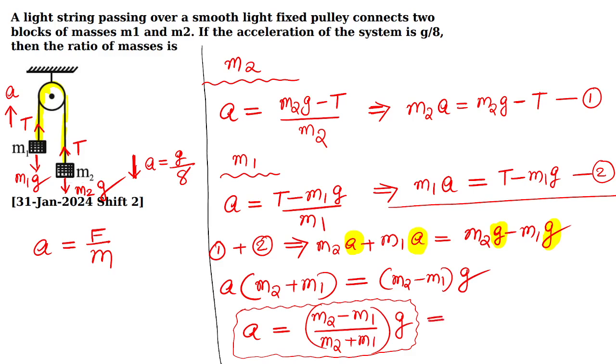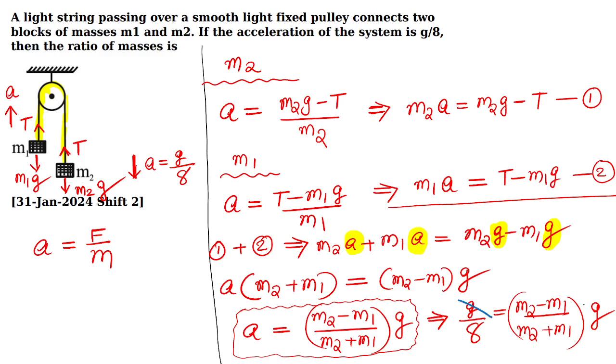Let me complete it. What is acceleration? Please, all of you, listen. It is a lengthy problem. The acceleration of the system is g by 8. So g by 8 equals m2 minus m1 divided by m2 plus m1 into g. Then Deva, Aryan, Rakshana, Aaron, all of you clear? Yes, sir. Okay, all of you clear?